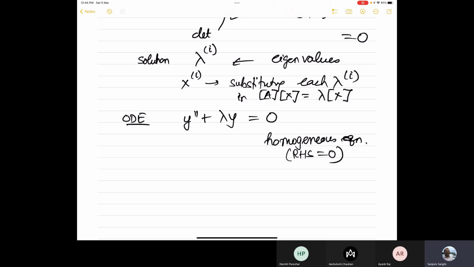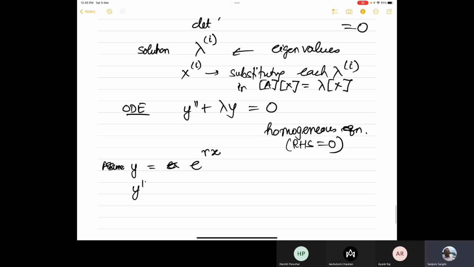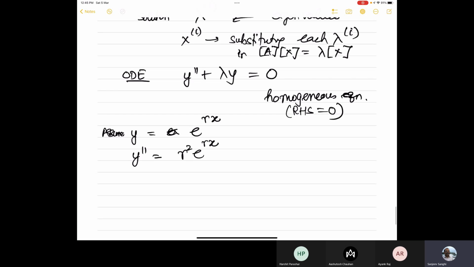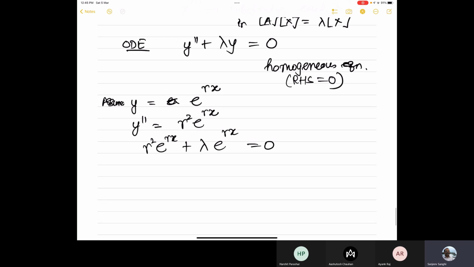So now to solve this equation, if you recall, we assume, this is all in Kreyszig, y is equal to e to the power of rx. So now y double prime will become equal to r square e to the power of rx, and when you feed them in, what you will get is r square e to the power of rx plus lambda times e to the power of rx is equal to 0.